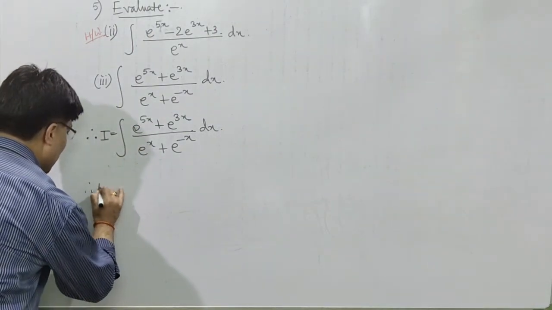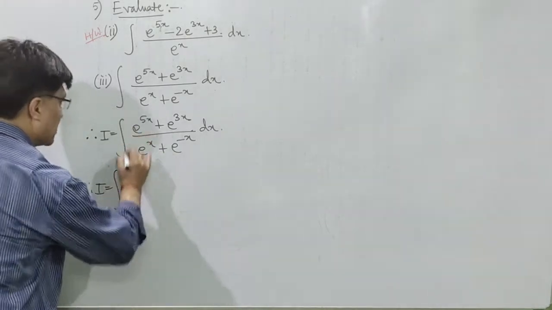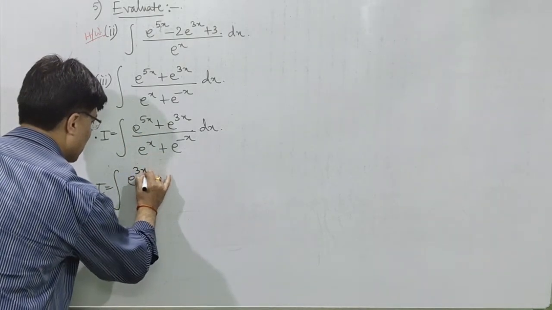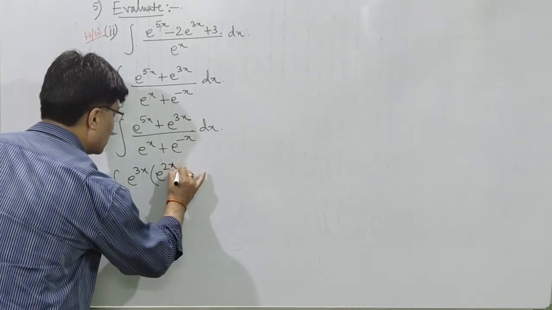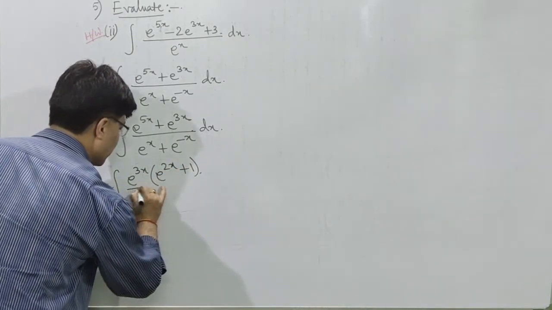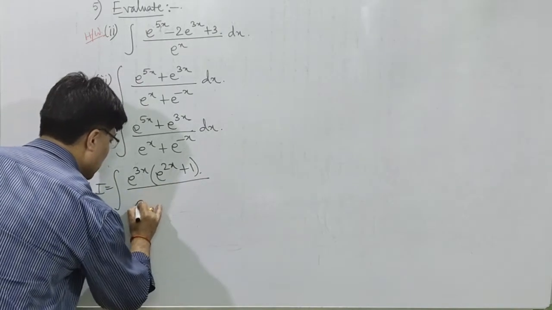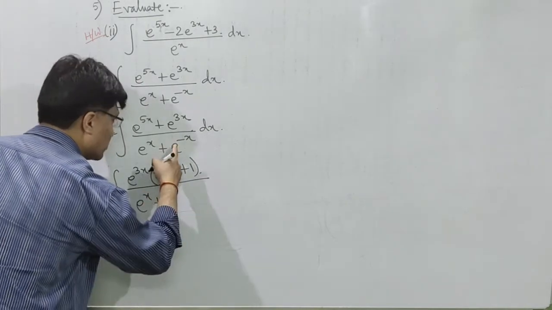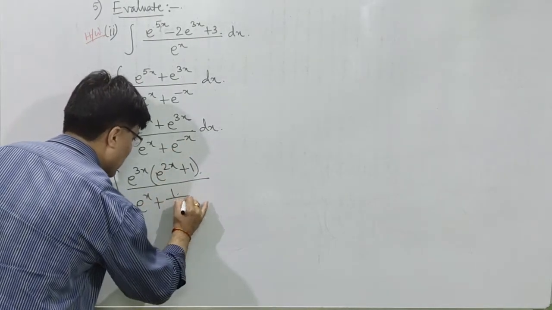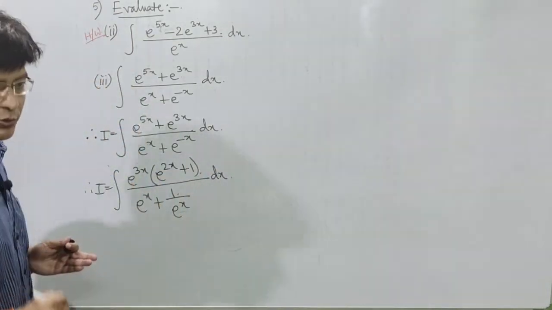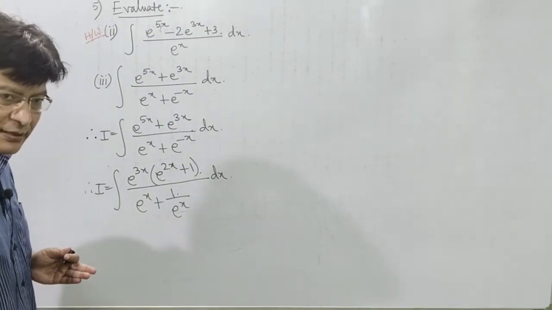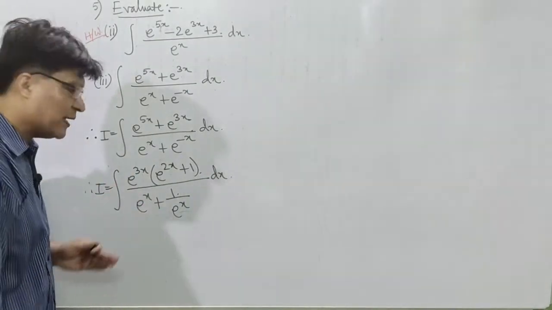So therefore I is equal to integration of, here e to the power 3x is common. So within bracket what do we have? e to the power 2x plus 1, divided by e to the power x plus, what is e to the power minus x? 1 upon e to the power x. Then you can write dx out here. Is that clear now? So now let us simplify the denominator.